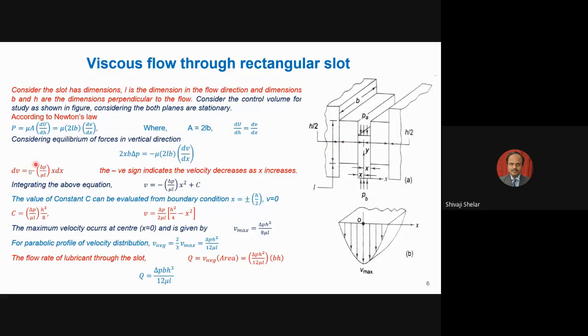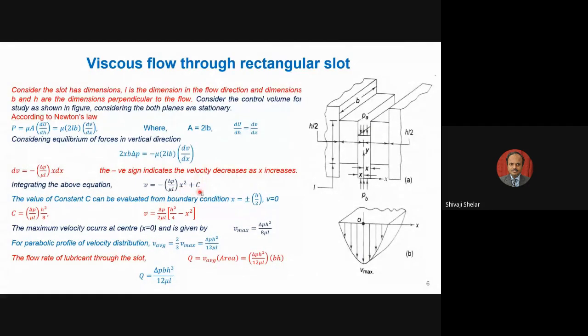So we can write dV is equal to minus delta P upon mu L into x dx, the minus sign because of that. Now to get the value of the velocity of the liquid or lubricant at any location, we can integrate this equation. Integrating the above equation, the integration of x dx gives x square by 2. I have missed writing that here, x square by 2 comes here. While taking down the notes, you can write x square by 2 minus delta P upon mu L into x square by 2 plus a constant.